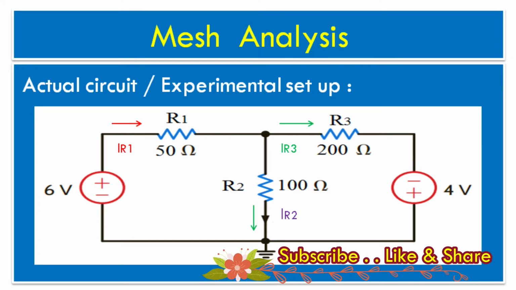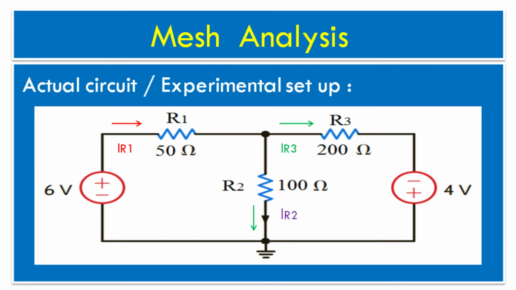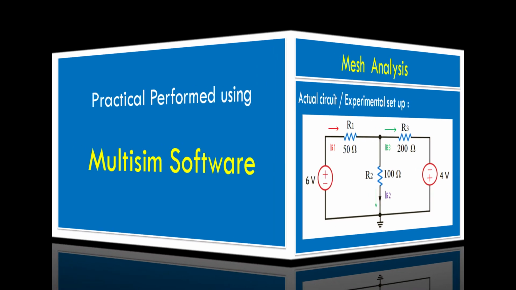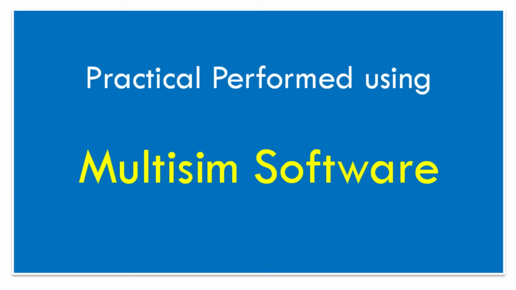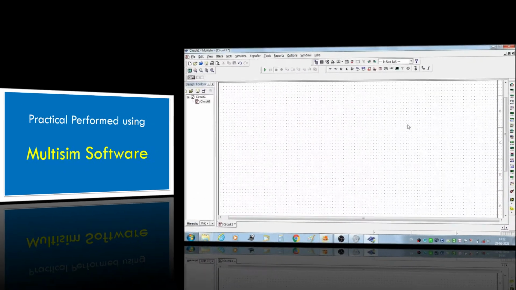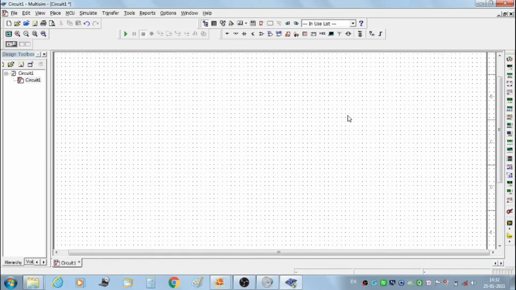Also, we are going to select values of DC sources VB1 and VB2 of various range and measure the current through each branch of the given circuit using a digital multimeter as IR1, IR2 and IR3 respectively. Now we are performing practical of mesh analysis using Multisim software. Let's start. In the workspace, we are going to construct the actual circuit diagram of mesh analysis.